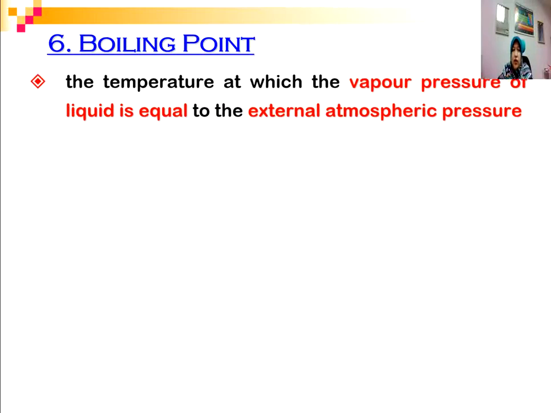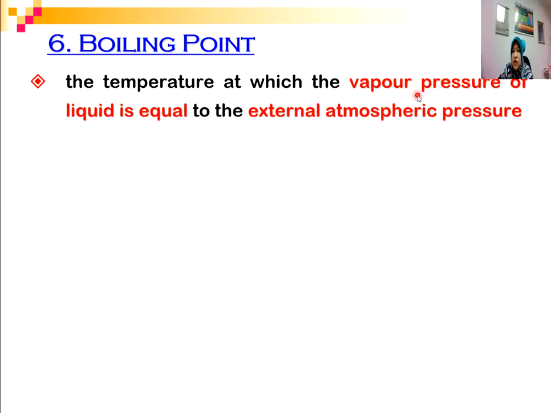Okay, so let's look at the next property. What is the definition of the boiling point? It is actually defined as the temperature at which the vapor pressure of the liquid is equal to the external atmospheric pressure. Okay, the temperature when the vapor pressure is equal to the atmospheric pressure.